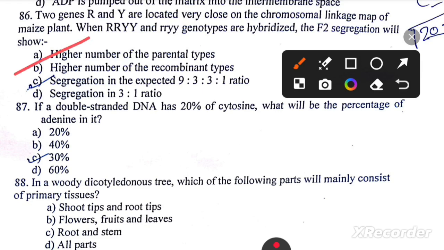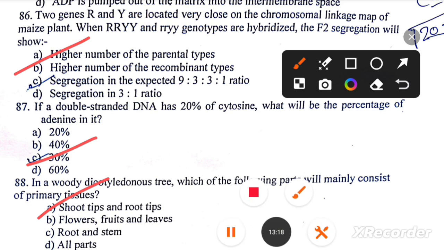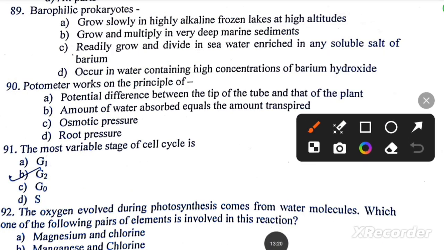Next, if a double-stranded DNA has 20% of cytosine, what will be the percentage of adenine in it? 30%. Next question, question number 88. In a woody dicotyledonous tree, which one of the following parts will mainly consist of primary tissues? Shoot tips and root tips. Barophilic prokaryotes. इसका correct answer है आपका grow and multiply in very deep marine sediments. Potometer works on the principle of amount of water absorbed equals the amount transpired.